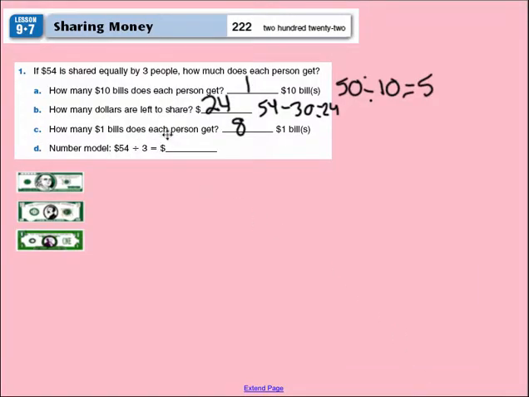Well, we can answer this because we know that each person got $10, or 1 $10 bill, plus each person also got 8 $1 bills, or $8. So each person in the end got $18. 54 divided by 3 gives you 18. Pretty cool, huh? You didn't even need your calculator to do that.